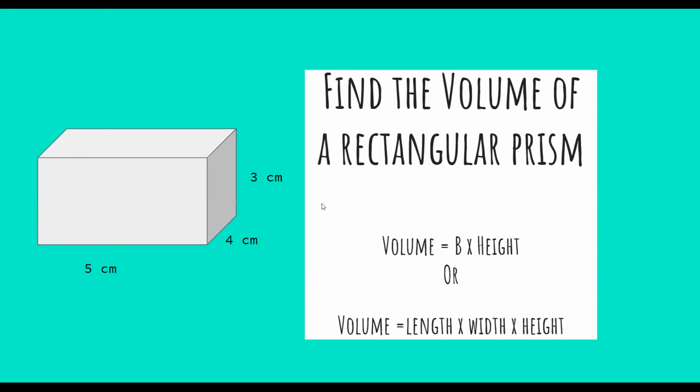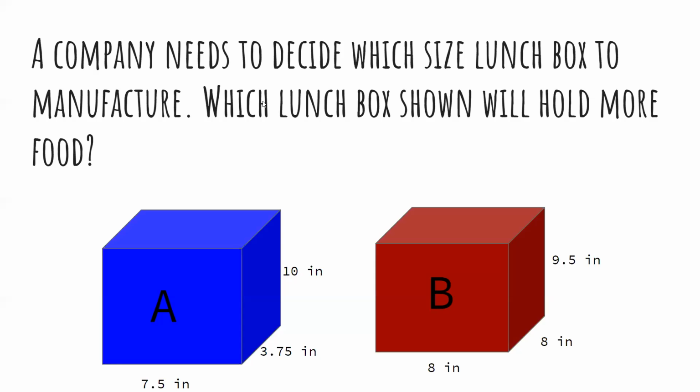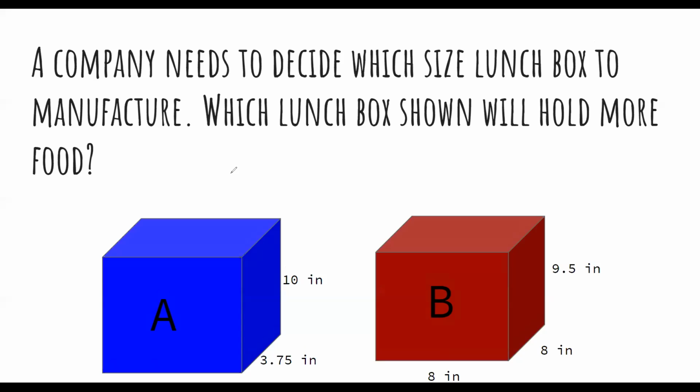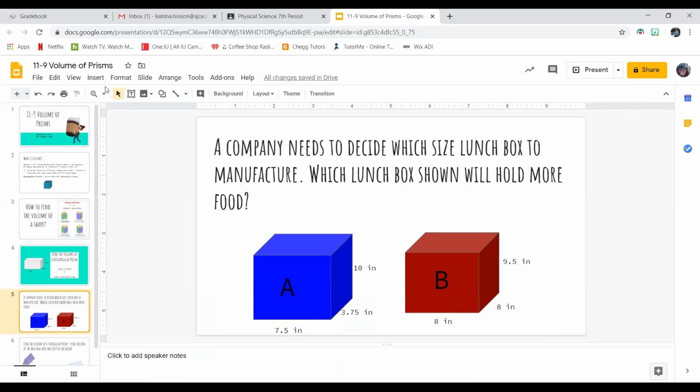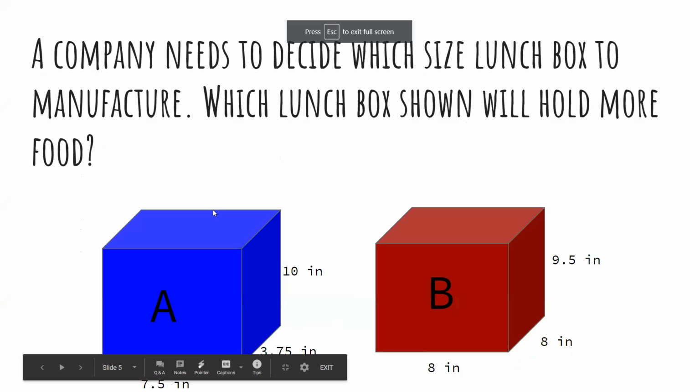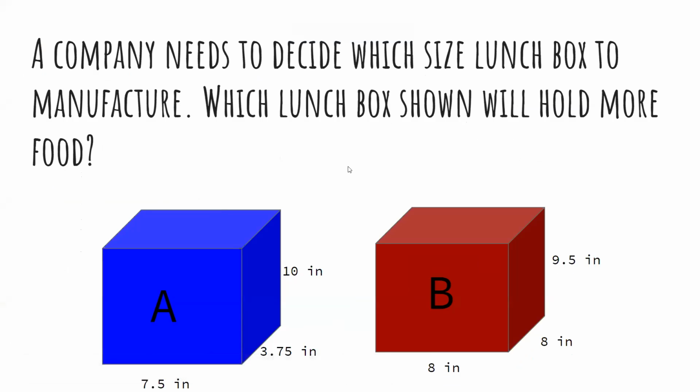Looking at this next example, it says a company needs to decide which lunchbox size to manufacture, which lunchbox shown will hold more. So I have this first shape, and for whatever reason, this is not going away. So this bottom number was 7.5. I just wanted to show you guys that. There we go. Now it's back. So I have 7.5 and then 3.75 is the base. So I would multiply those together.